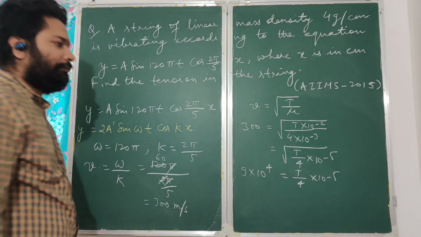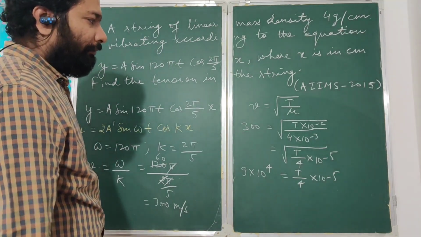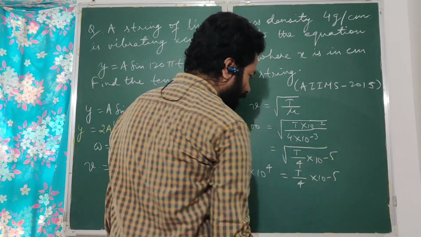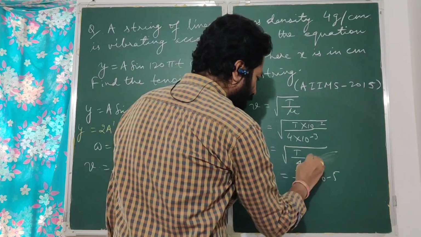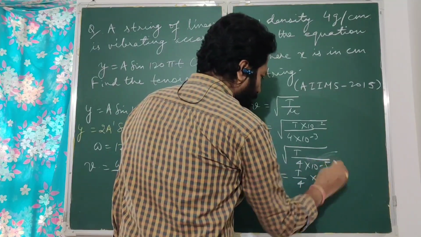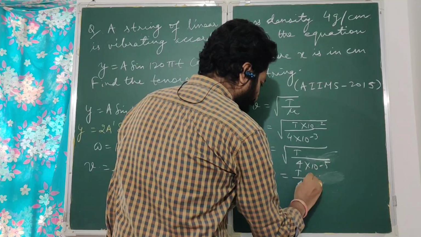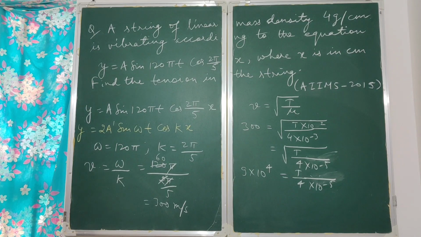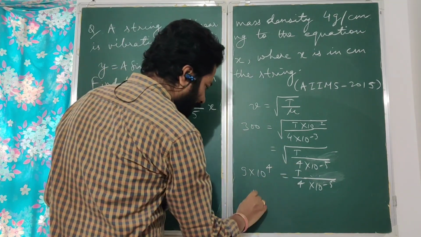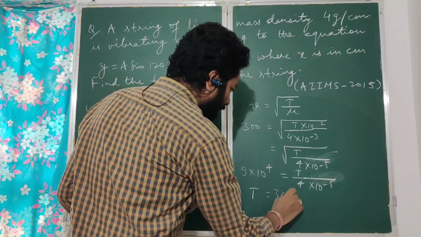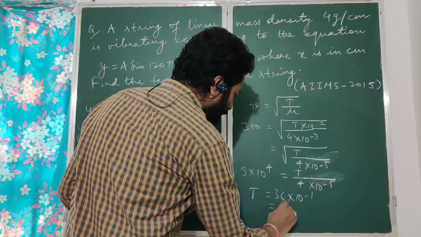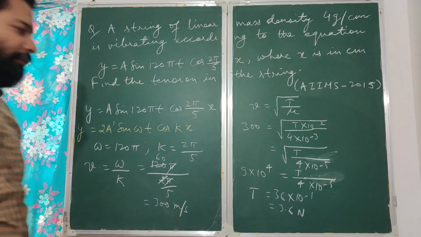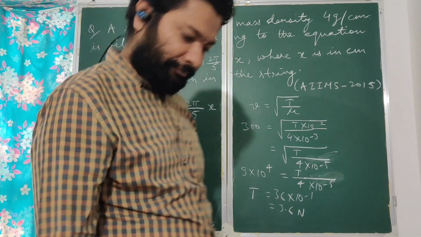Correct? So now, sorry, this is 10 square, right? So this 10 to the power of minus 5 will come in the denominator. So we have to be a little careful while making the calculation, otherwise errors will come. So now what will be the value of T here? 9 fours are 36 into 10 to the power of minus 1. So we can write it as 3.6 newtons. So the answer for this question is 3.6 Newton.